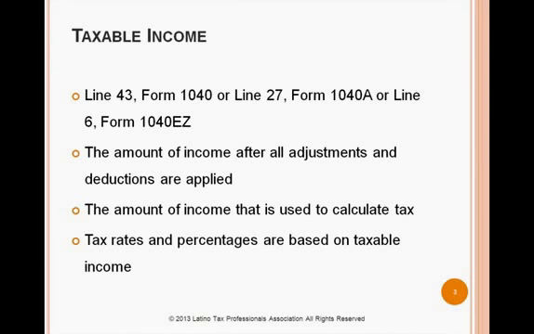Taxable income. This is reported on line 43, Form 1040, or line 27 of Form 1040A, or line 6 of Form 1040EZ. It is the amount of income after all adjustments and deductions are applied. It's also the amount of income that is used to calculate tax. So you take all universal income as a summary for all the chapters before. IRS does tax on universal income.